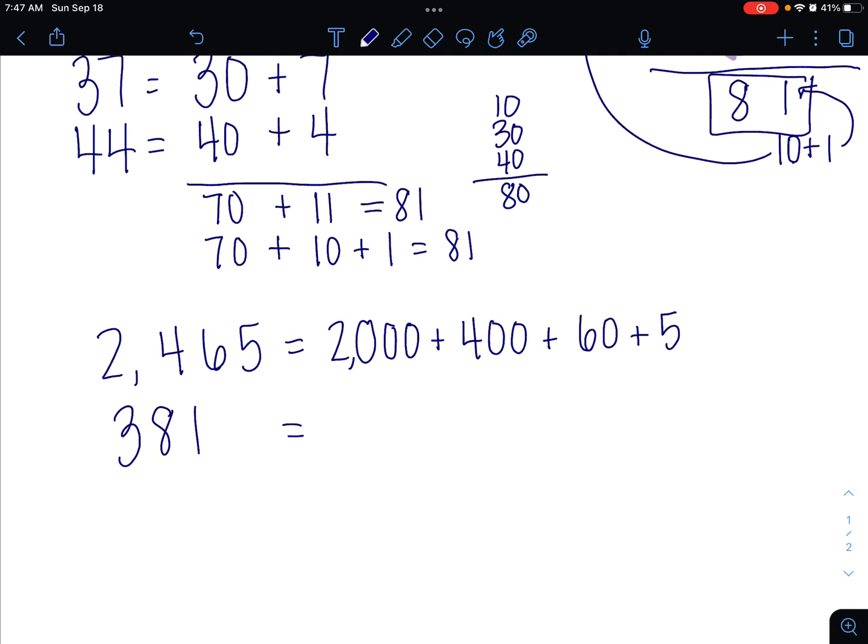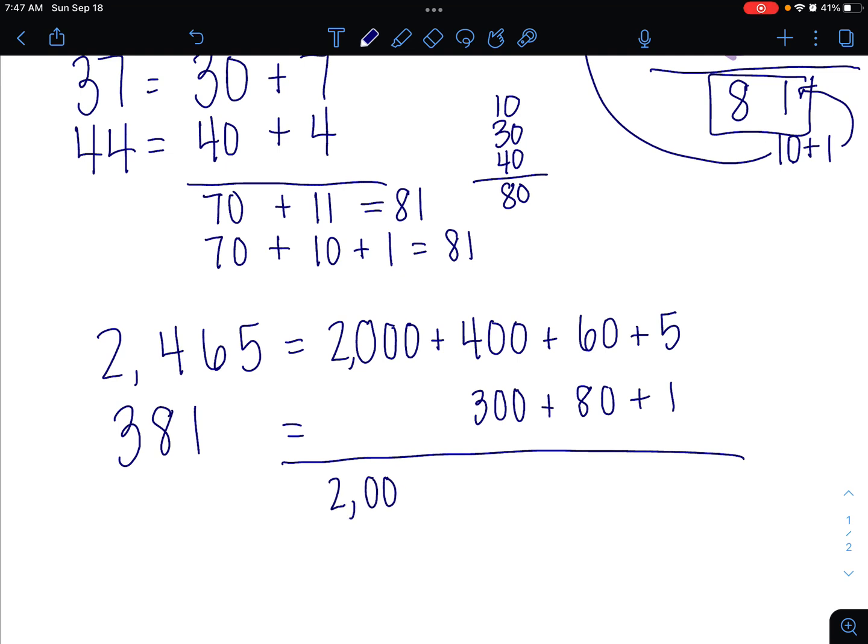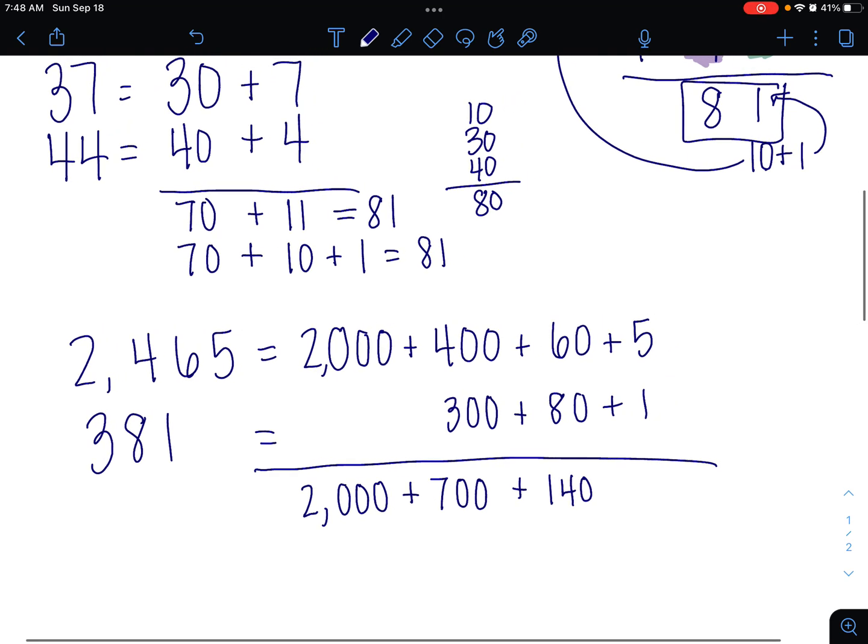And I'm going to do the same thing for 381. But 300 is going to go under the 400 to keep those place values lined up. So 300 plus 80 plus 1. Now I can just go through and add. I don't have anything to add the 2,000 onto, so I'm just going to keep it 2,000. 400 plus 300 is 700. 60 plus 80 is 140. And then 5 plus 1 is 6.